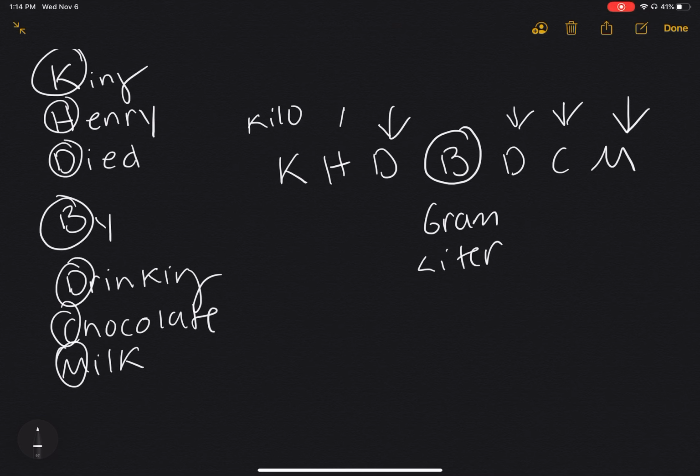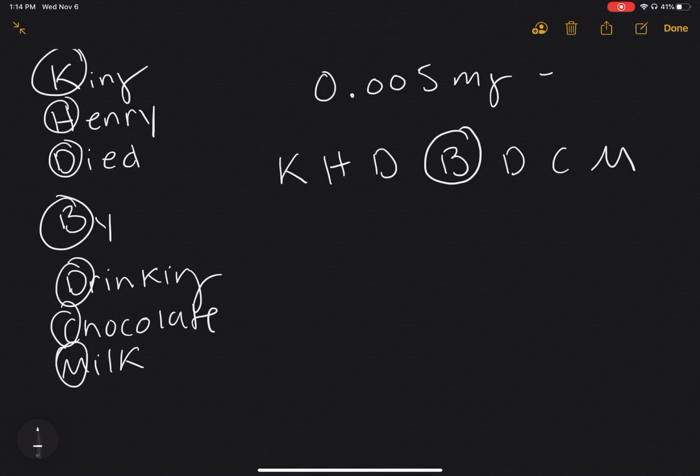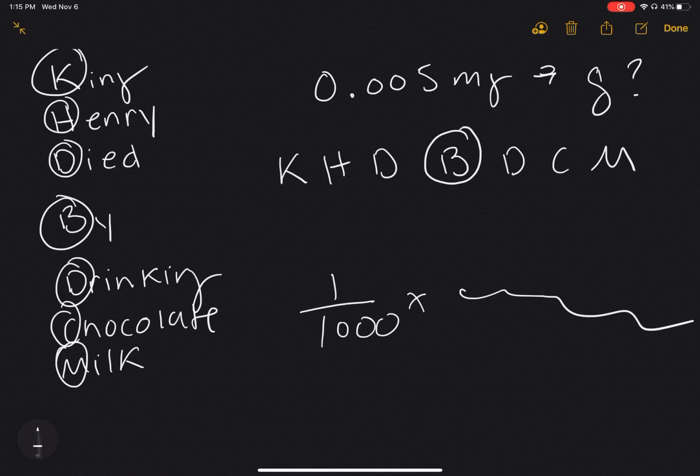So the reason this makes it a million times easier is, I'm just going to show you how to do it really quick. Let me erase all of this stuff. All right, so this makes conversions a million times easier. Say we have a question asking you to convert 0.005 milligrams to grams. So instead of having to do the 1/1,000 times yada yada, I'm just going to show you the easier way of doing it.